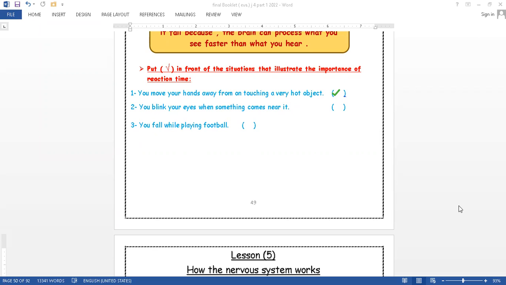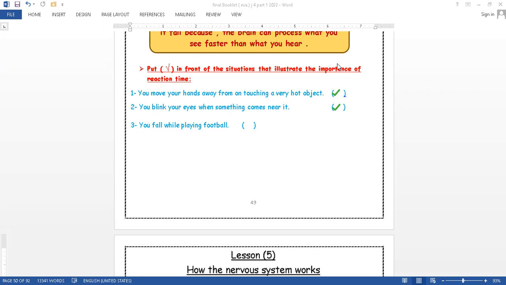Number two, you blink your eyes when something comes near them. Blink here means, Junior 4, to close your eyes when anything gets near them. Of course you have to take as little time as possible to protect your eyes, so the reaction time here is very important. You fall while playing football is not as important as these two examples.